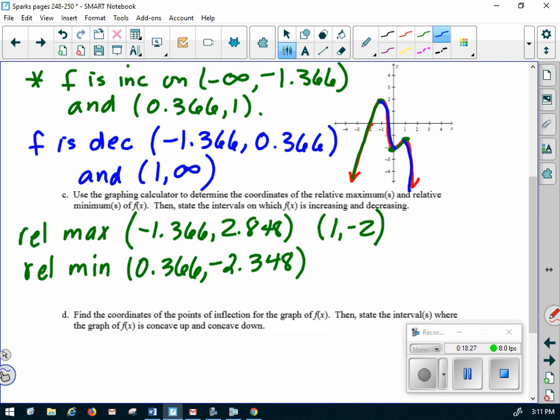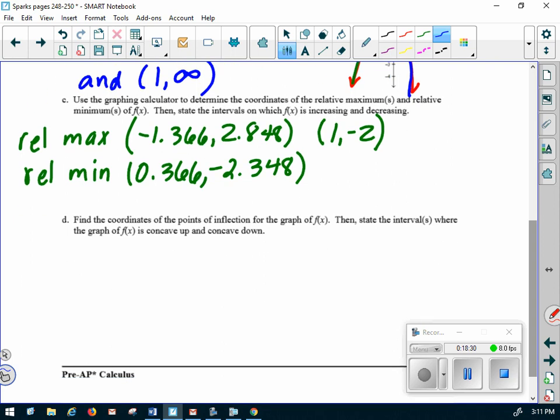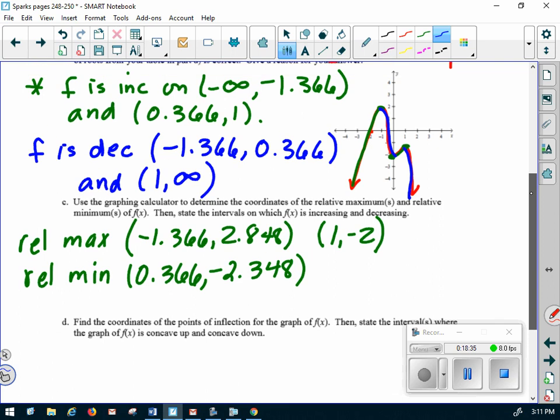Okay, let's look at the last question there. Find the coordinates of the points of inflection. Well, let's take a look at that picture and talk about where this graph is concave up and concave down. We're concave down, then we change to concave up, then we change to concave down. That should mean 2 points of inflection, somewhere about in here and somewhere about in here.